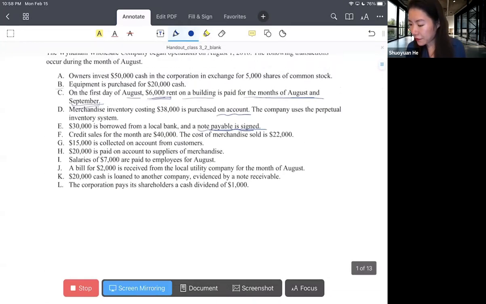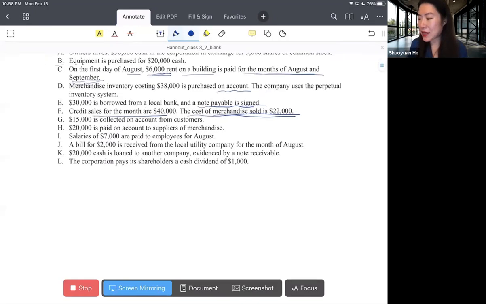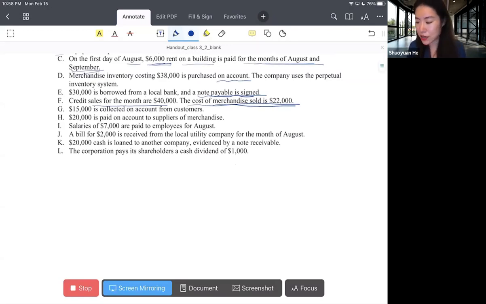Number F, credit sales for the month are 40,000. The cost of merchandise sold is 22,000. So the company made sales of 40,000, but this 40,000 is not received in cash. It is a credit sale, which is an account receivable for the firm. The cost of merchandise is 22,000, which means that inventory decreased by 22,000. At the same time, the cost increased by 22,000.